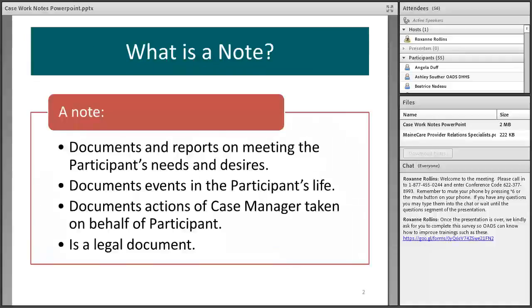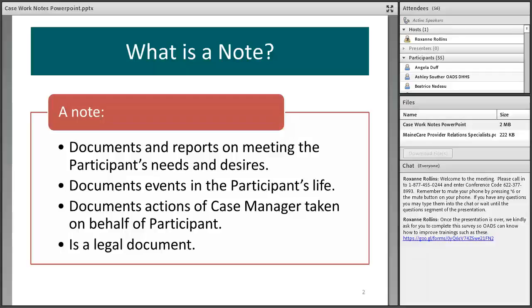Jump right into what is a note. A note documents and reports on the meeting of the participant's needs and desires. Every contact, or almost every contact, you have with the consumer or participant will be about what they need, want, and what we're going to do about it.